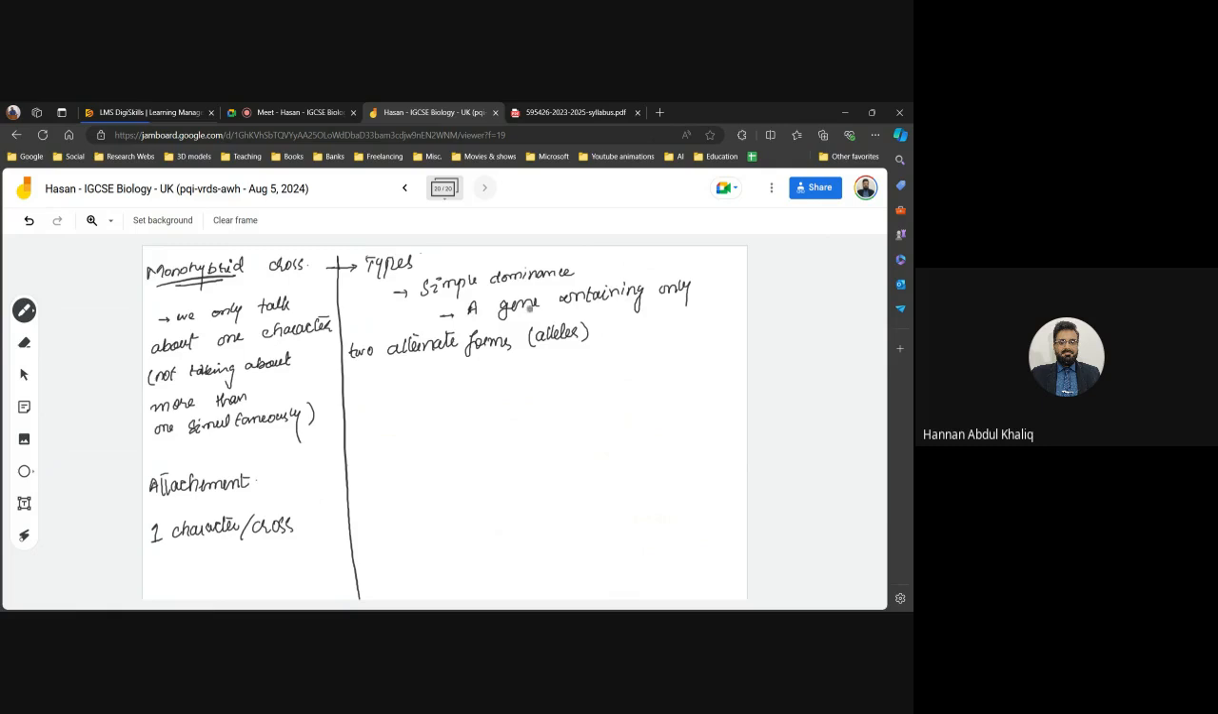Alleles. A gene containing only two alternate forms, one dominant over the other, just like A is dominant over a. That is called simple dominance. Okay, there is another type of dominance in monohybrid crosses.